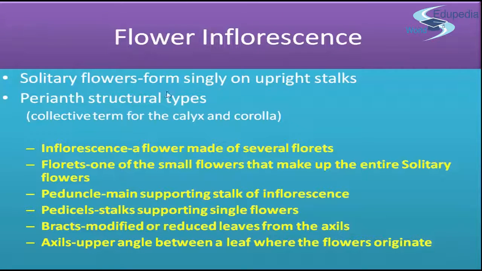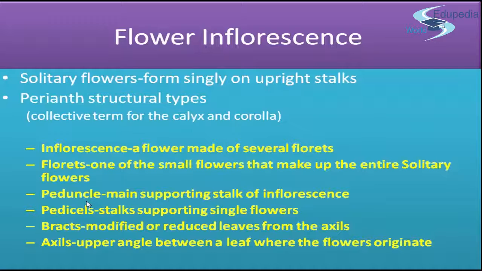Solitary flowers form singly on upright stalks. What is perianth? Sepals plus petals equals perianth, so it is a collective term for the calyx and the corolla. Now, what is inflorescence? Inflorescence is a flower made of several florets. Florets are the small flowers that make up the entire inflorescence.